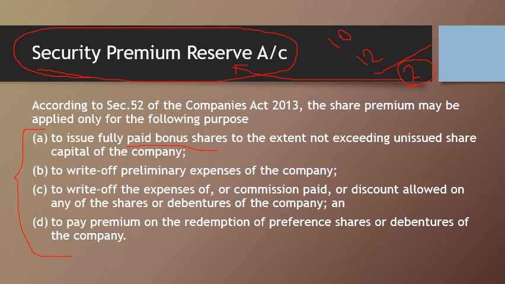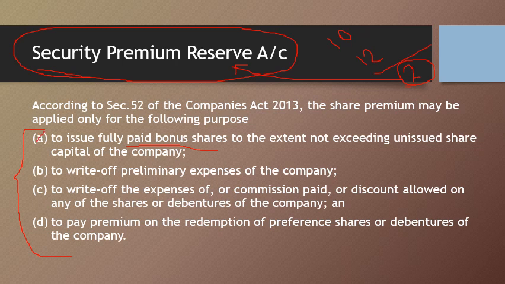So the first case is issuing bonus shares. What do we mean by bonus shares? When the company has a surplus amount of profit, in order to avoid a liquidity problem, the company will provide bonus shares to the shareholders instead of paying dividend. So this share premium can be used for paying for this.